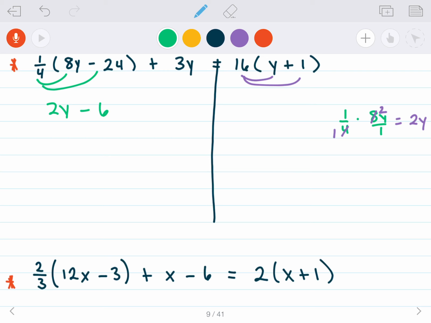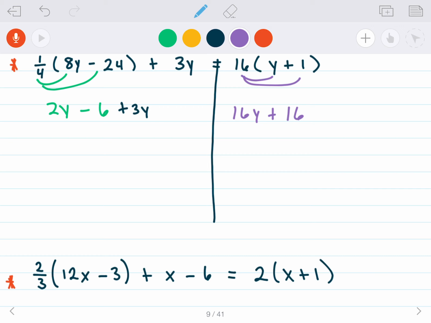1/4 times negative 24. Let me do it over here so you guys can see. 1/4 times negative 24 over 1. Again, cross simplifying. 4 goes into itself once. 4 goes into negative 4, negative 6 times. Multiply straight across to give us negative 6 over 1 is negative 6. Then we have the plus 3y. On the right side, when I do my distributive property, 16 times y is just 16y. 16 times positive 1 is positive 16. Okay? Alright, so that was step 1. I got rid of my parentheses by using the distributive property.